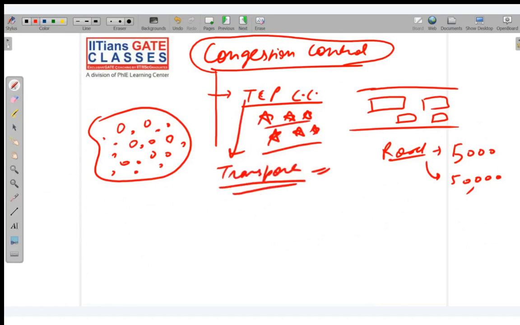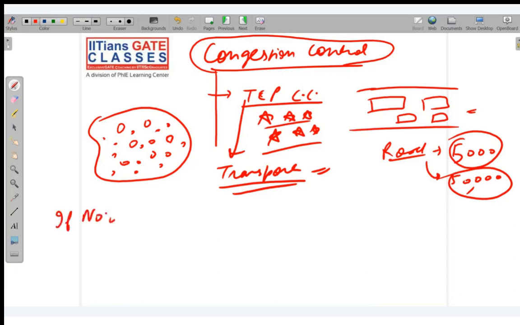So roughly you can think that if the number of packets present in the network is greater, like if on the road 50,000 cars are there, then there is congestion. Like that only, I will say there is a limit on the number of packets which the network can handle. If the number of packets is more than that limit, then obviously there is congestion.